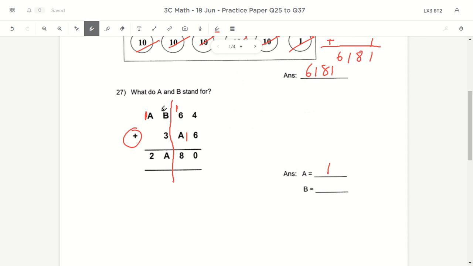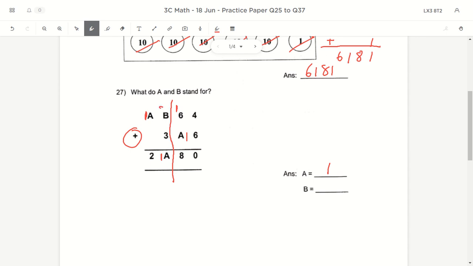Let's just go to B. I know B has no regrouping. So B plus 3 gives you 1. Because A is 1 just now, B plus 3 gives you 1. 3 is already 3, so you cannot count backwards to get the 1 at the back. So 3 must get 11. So you realize that what plus 3 gives you 11?